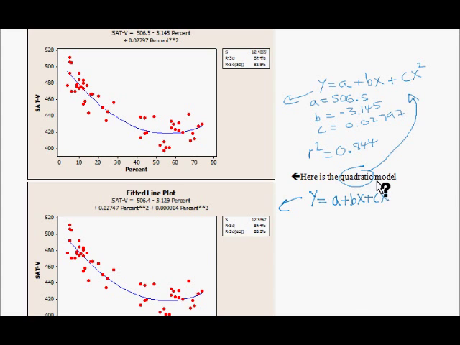We now have a cubic model, because we now have a cube term in there. So here again we could go through and see what each of the values are. Here's our A value, the 506.4. B is similar to what it was before, negative 3.129. C is similar to what it was with the quadratic, 0.02747. Now we have this very small d term, right?